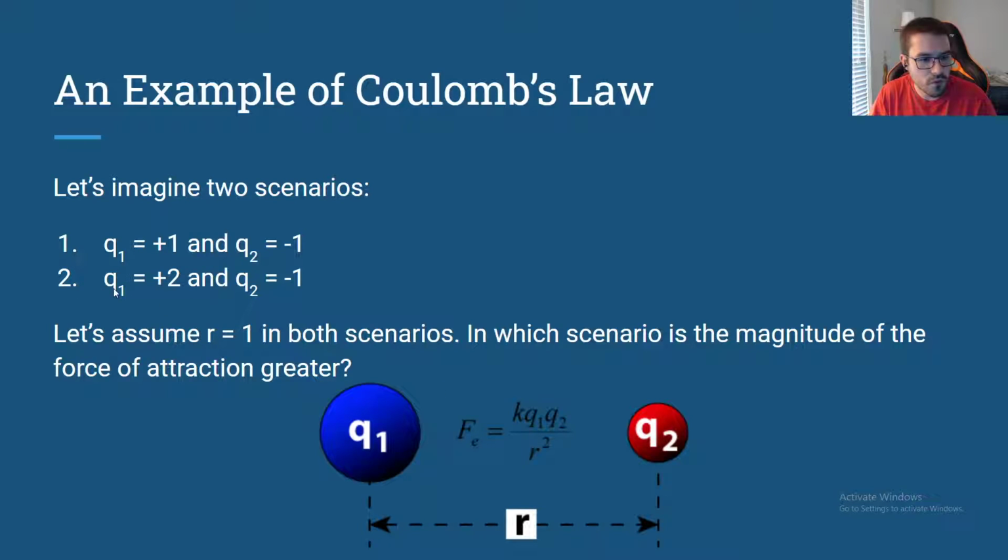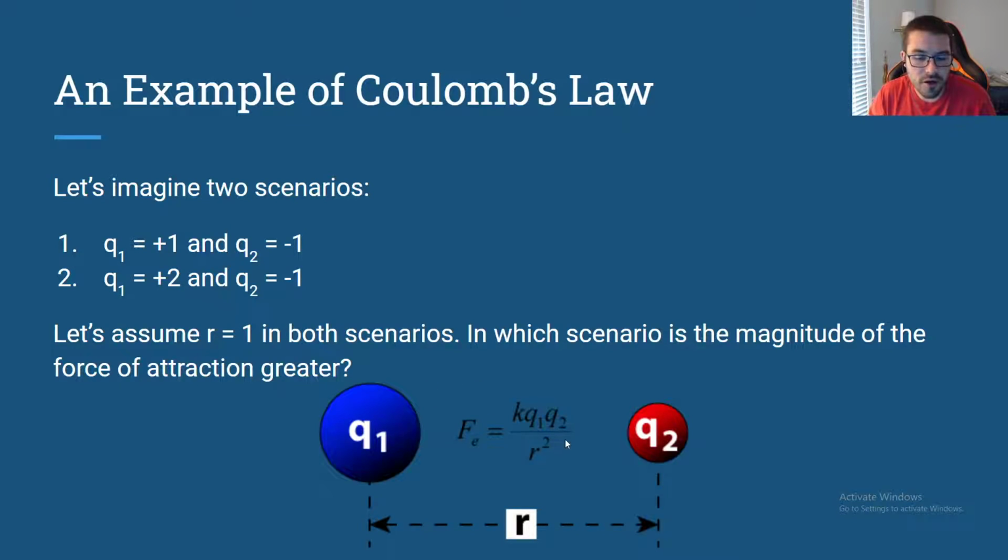Now think of scenario 2, where Q1 is equal to +2. So this now represents two protons, okay, +2. Q2 still equals -1. All right, so this is still just an electron, okay? Let's assume that R, or the distance between them, is the same. We'll just say that it's equal to 1. Doesn't really matter. Let's just assume that it's the same in both scenarios, okay? So the question is, in which scenario is the magnitude of the force of attraction between them greater? I'll let you think about it for a second. Scenario 1 or scenario 2?